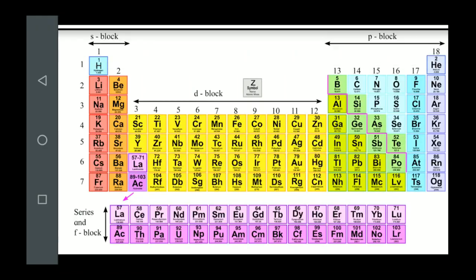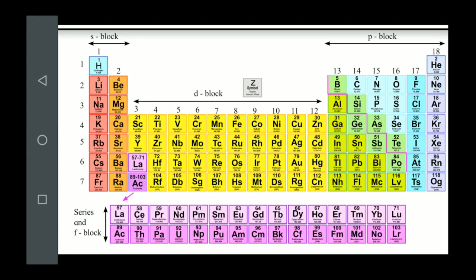Now here is your periodic table. We know that in the periodic table the atoms are arranged according to the electronic configuration of the elements. On the basis of this we have divided the elements into four blocks. On the left hand side we have s block elements, on the right we have p block, in the middle we have d block, and at the bottom we have f block.